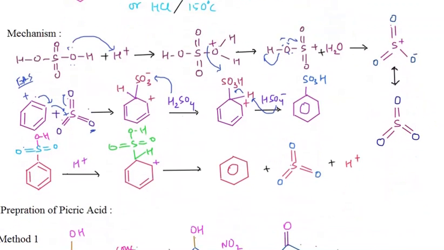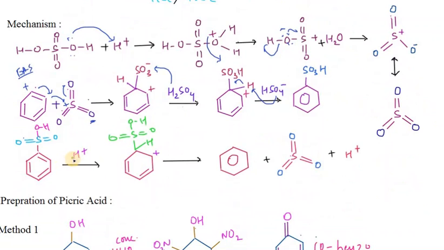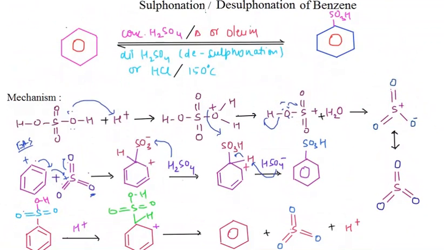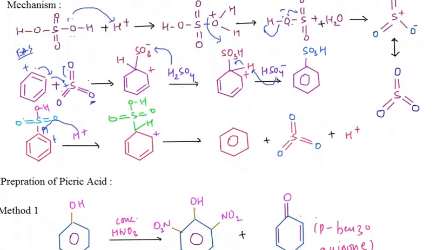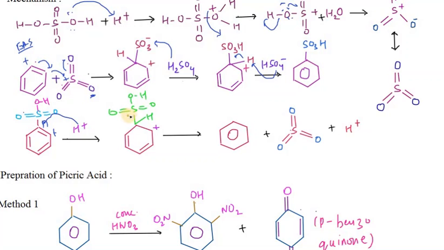Now when we react benzene sulfonic acid under dilute H2SO4 or HCl at 150 degrees Celsius, there is again a negative charge and a positive charge, so it is going to attack over here and form hydrogen here. If this reaction proceeds and the temperature we are providing is 150 degrees Celsius, this SO3 is a very good leaving group. So that group leaves from here and we get benzene, SO2 and H plus.